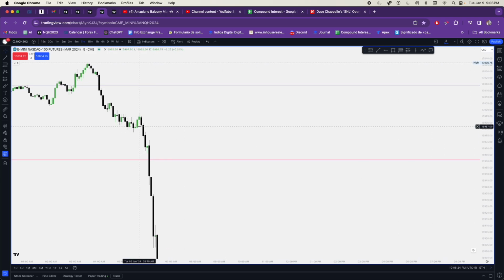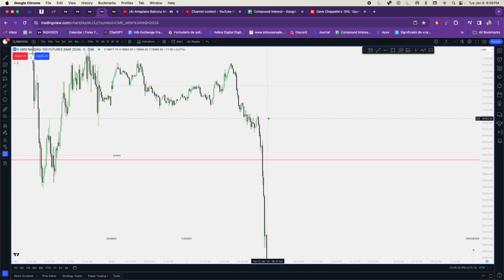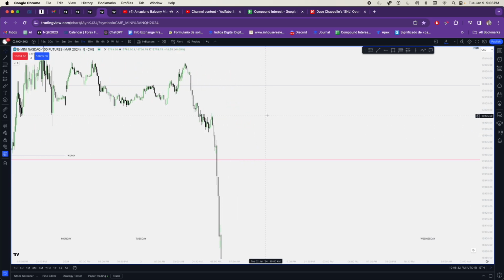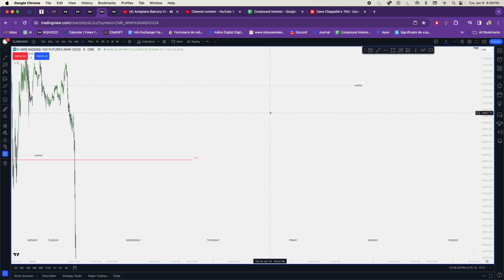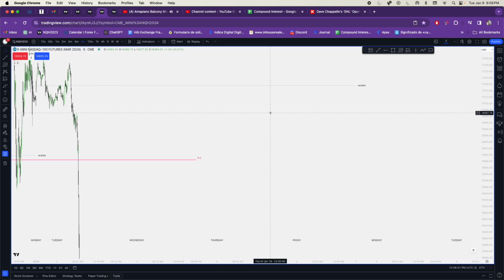So we do have a change in state of delivery right here. Run up, taking out these relative highs right here, and boom. So this is a pretty powerful PD array right here. Just change in state of delivery, and the fact that we get confluence with 4 standard deviations as terminus. Maybe that is going to be terminus for this week.